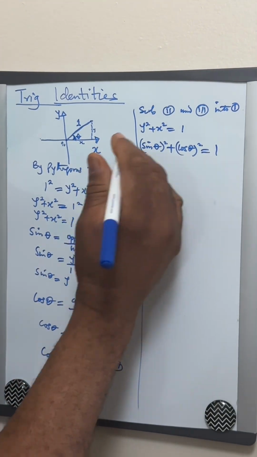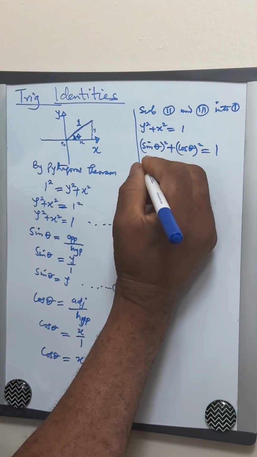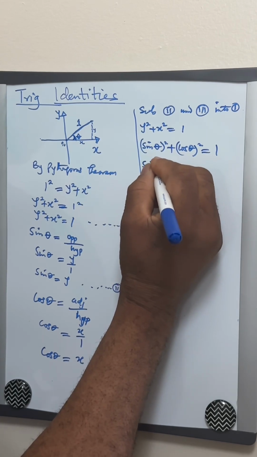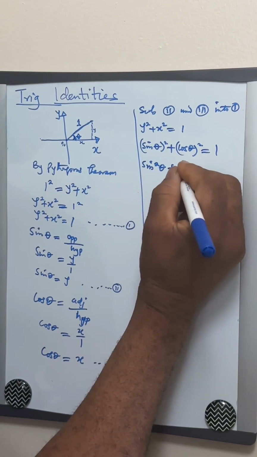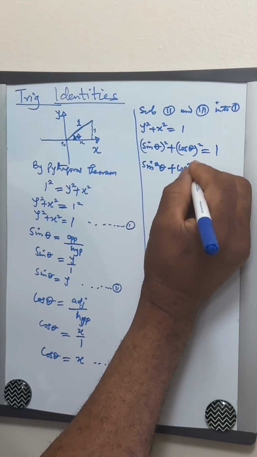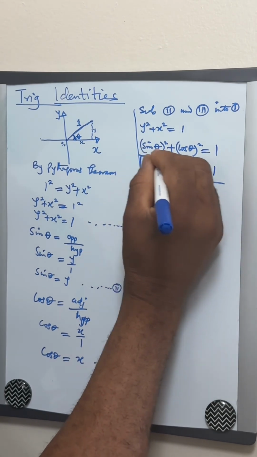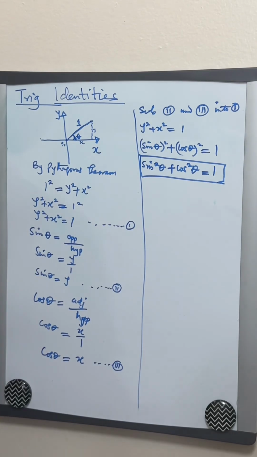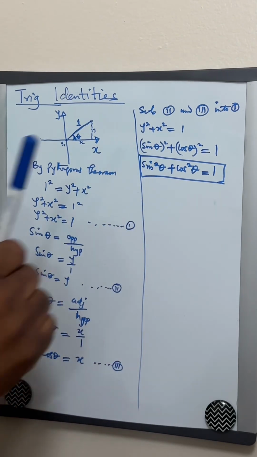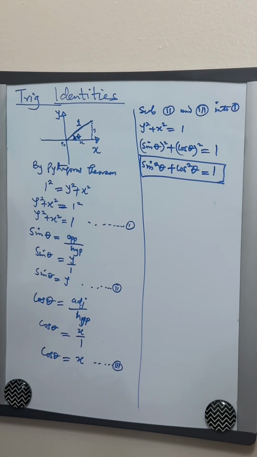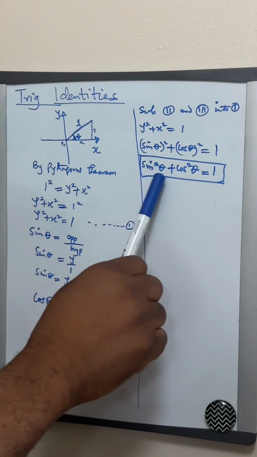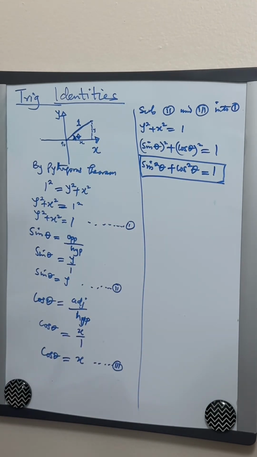Therefore, if we expand this out, it will give us sine squared theta plus cos squared theta is equal to 1. This is a very important fundamental formula in trig identities. So we have to know this: sine squared theta plus cos squared theta is equal to 1. That's the first identity.